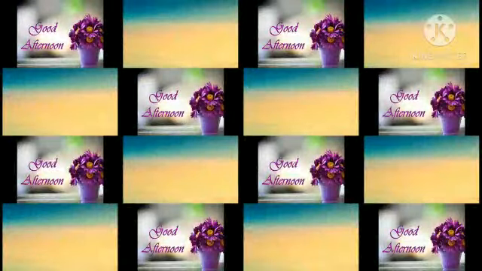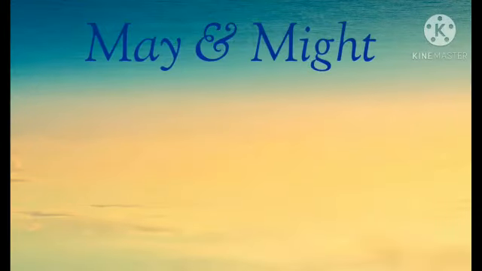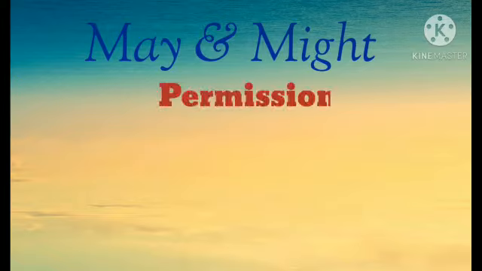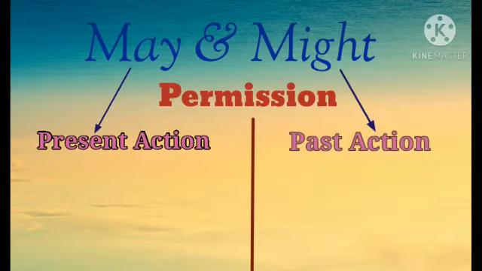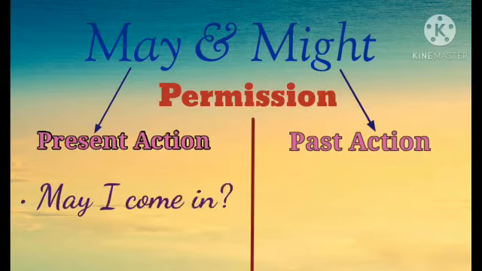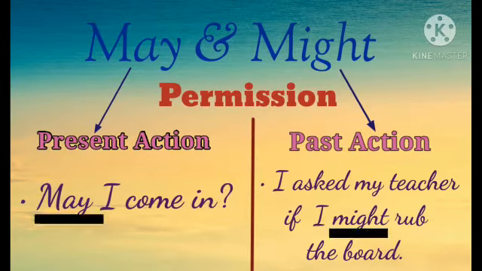At first, may and might. May and might are used to take permission. May is used to denote the actions of present time and might is used to denote the same of past time. Look at the examples. May I come in? I asked my teacher if I might rub the board. So, the first sentence is in present tense and the second one is in past tense.